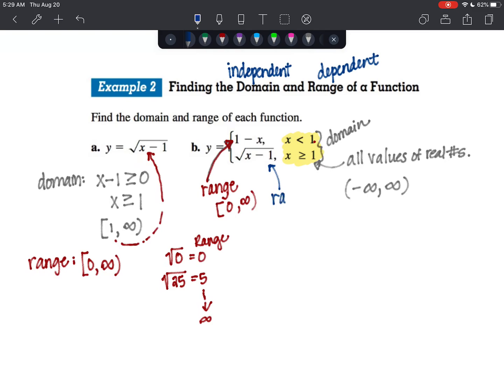The range for this piece right here, we're putting 1 in, which is going to give us a 0 out. And actually over here, you're probably going, wait a second, that 0 should not be included, and you were right, because we didn't have the equal to sign on the x is less than 1. So now back to the square root of x minus 1. When we put a 1 in, we get a 0 out, and that's included. When we put a 5 in, we get a 2 out. When we put a 10 in, we get a 3 out, and so on and so forth. So this is going to increase to infinity as well. So it looks like our range goes from 0 to infinity.